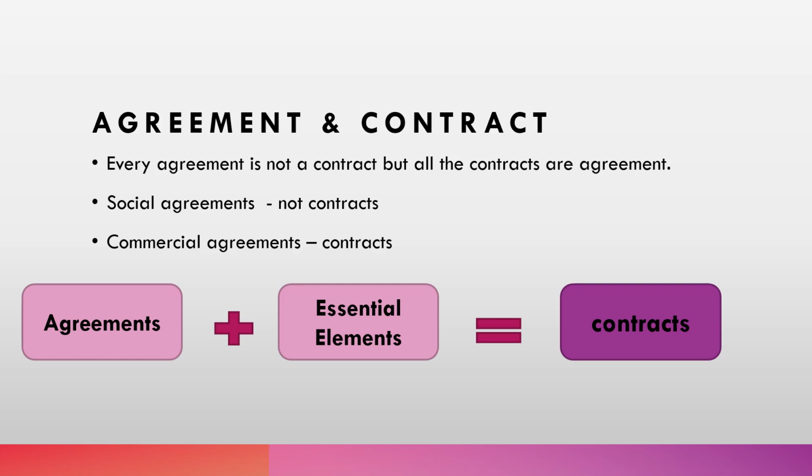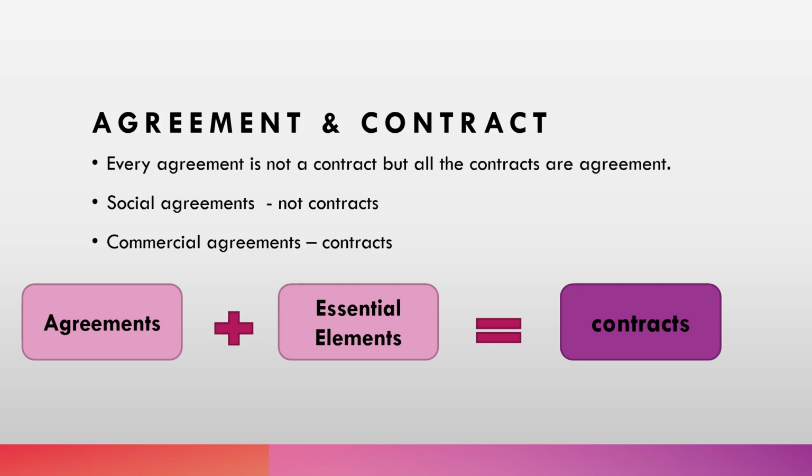Social agreement does not need any legal formalities, and there is only understanding between those parties. For example, my father promises to give pocket money every month, so we have that understanding. And suppose in any month my father doesn't give me the pocket money, we are not going to file a case against my father, right? So that is called social agreement.